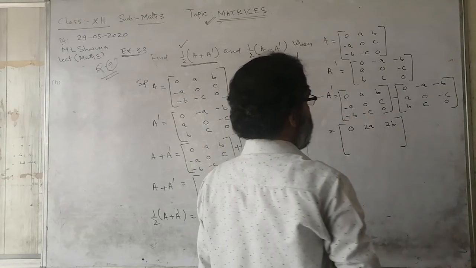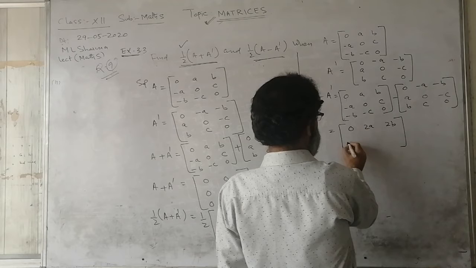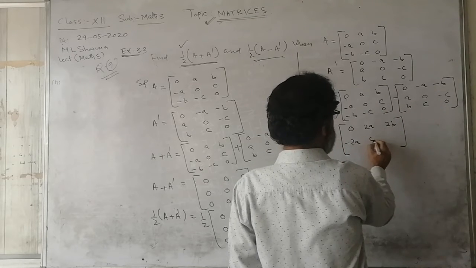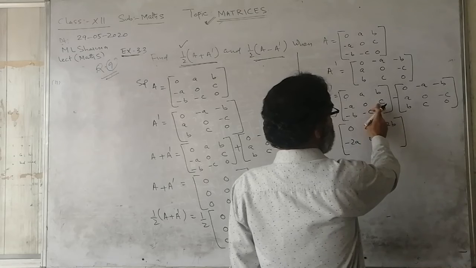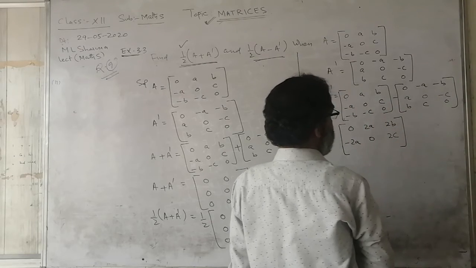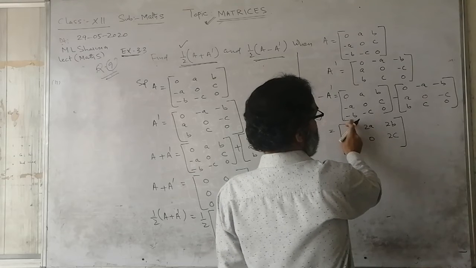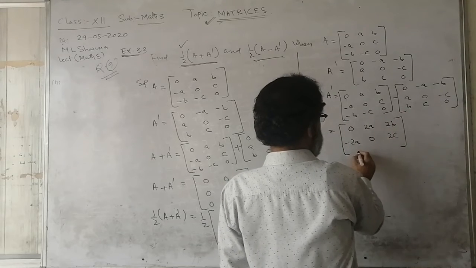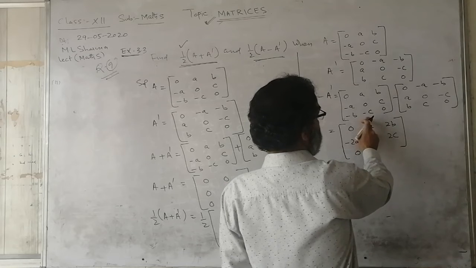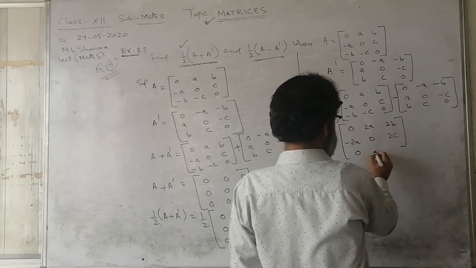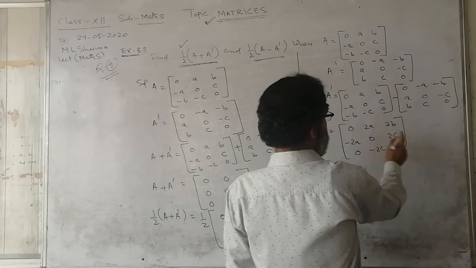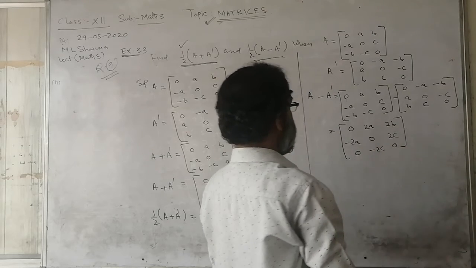A minus A, so this will be minus 2A. 0 minus 0 will be 0, and C is plus here. So 2 times C, minus B and minus B gives 0. C here is minus and here C is also minus, so minus 2 times C, and 0 here.